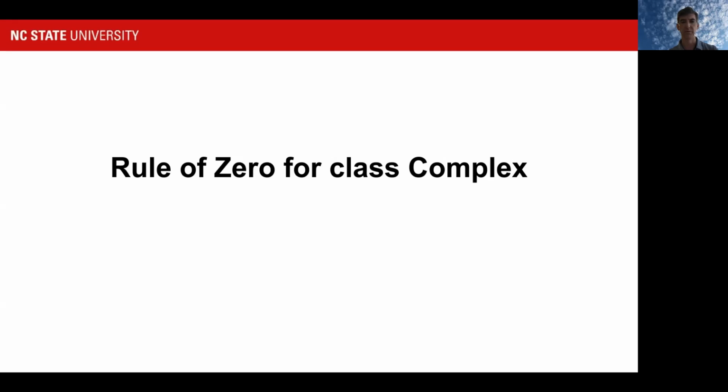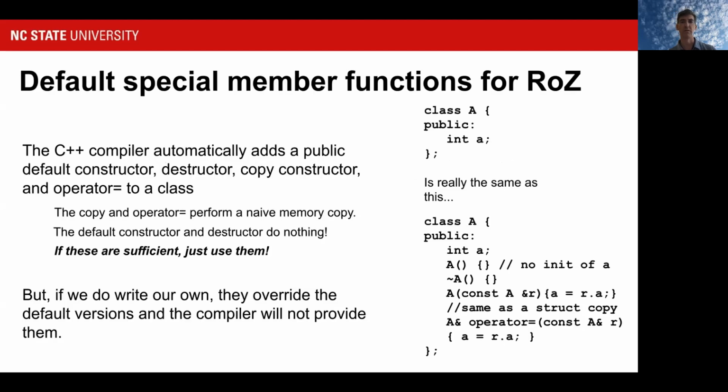Okay, so we talked about the rule of 3, but now let's go back to the rule of 0. And we'll look at this in the context of the complex number that we have been considering this week. Okay, so there are several default special member functions that every class is born with.